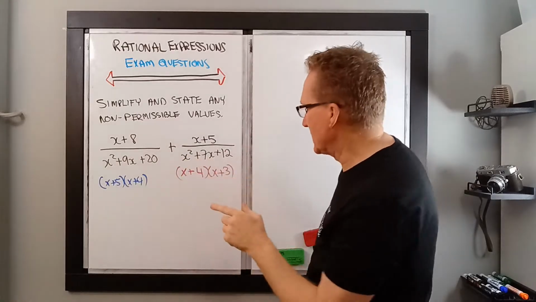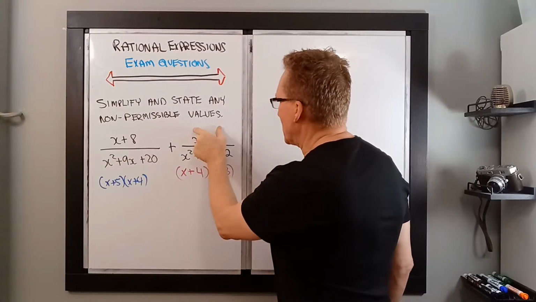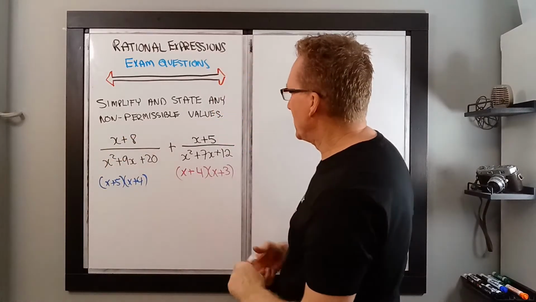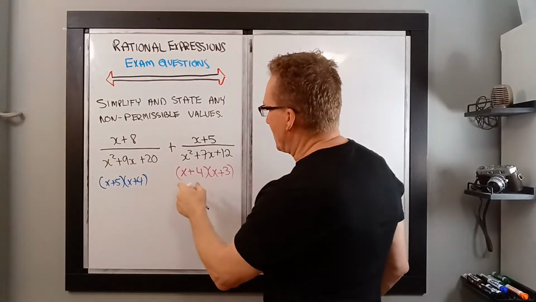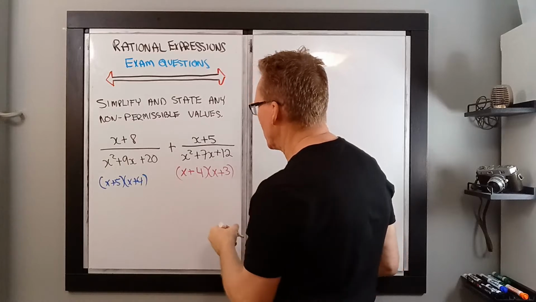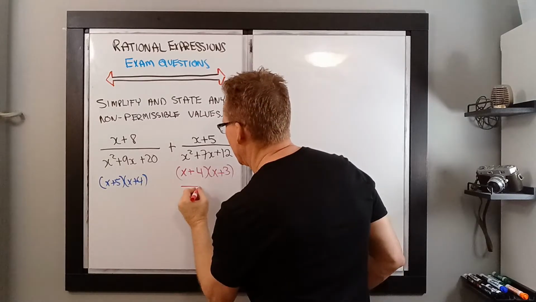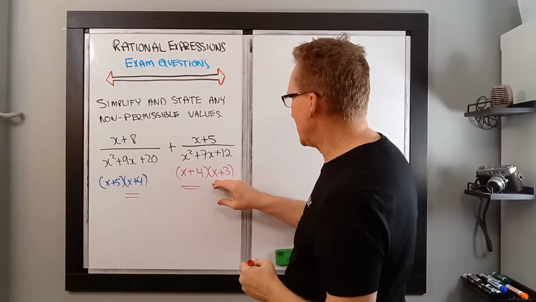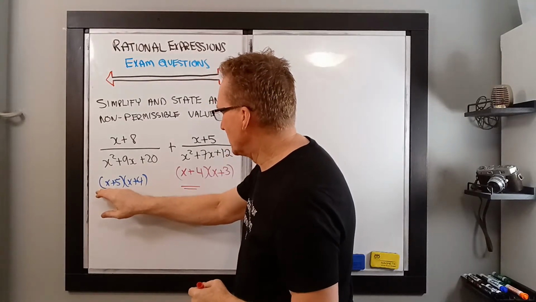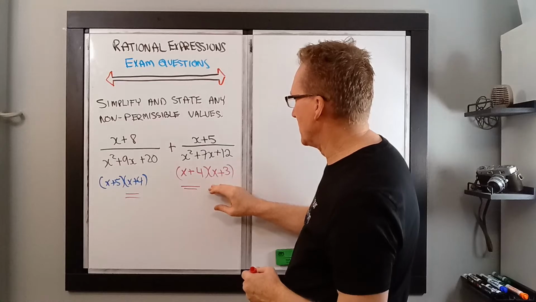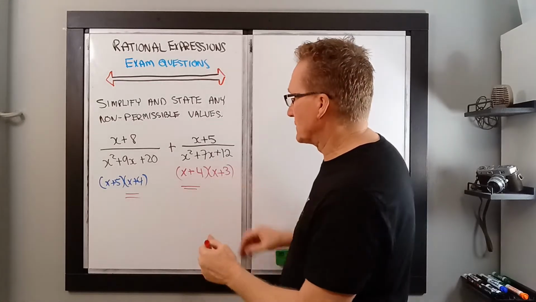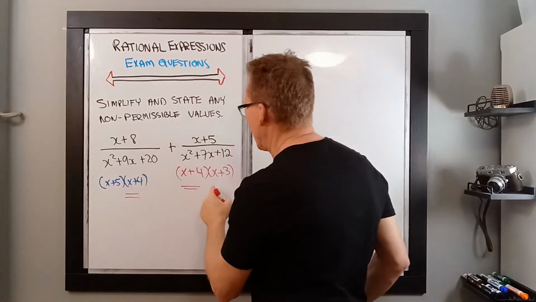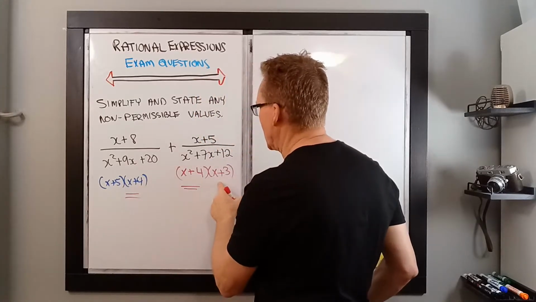Now we check for any cancellation. Can anything from down here cancel up here? No. Anything from down here cancel up here? No. So to be able to add these two up, we're going to have a common denominator. And notice a couple of things here. We have this in common here, but we don't have this x plus 3 over here, and we don't have this x plus 5 over here. So what we're going to have to do is multiply this side by this x plus 5, and we're going to have to multiply this side by the x plus 3.